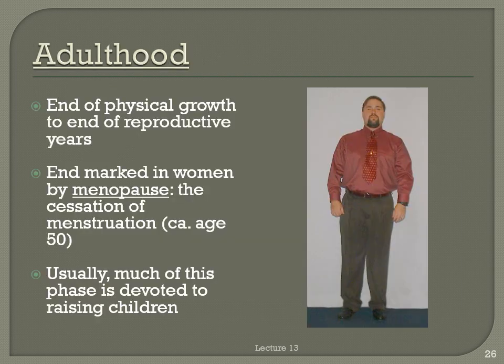Adulthood is the life phase between the end of physical growth and the end of reproductive capabilities. Again, this is easier to define in women than in men because the cessation of menstruation, called menopause, around age 50, is a definite marker of infertility. Male fertility does drop dramatically around the same age. That makes for roughly 30 years of physiological adulthood. It's during this phase of life that people take on their most developed physical and cultural identities. For both sexes, much of this phase of life is devoted to raising children.